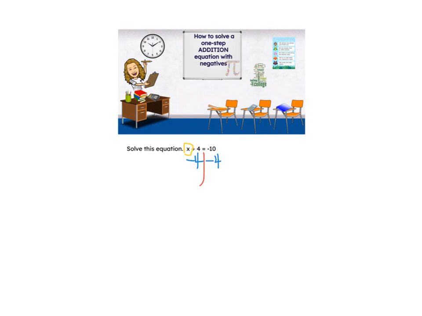So if we have a plus 4 and then we subtract 4, that's going to give us 0 on the left side. So we only end up with an x. And then we still have our equal sign, of course, because it's the equation. And then on the right side of the equation, we have a negative 10 minus 4.